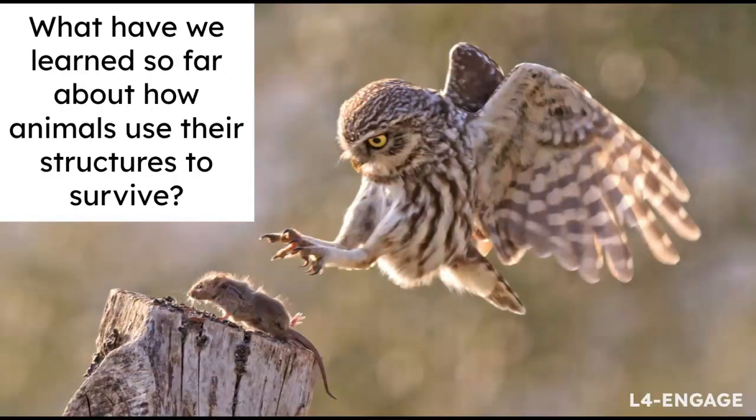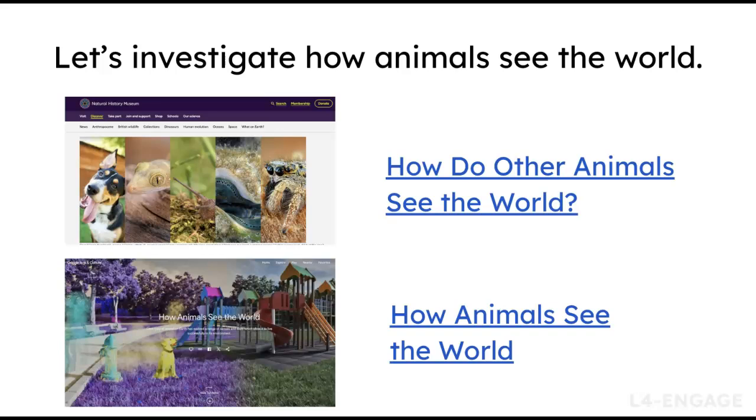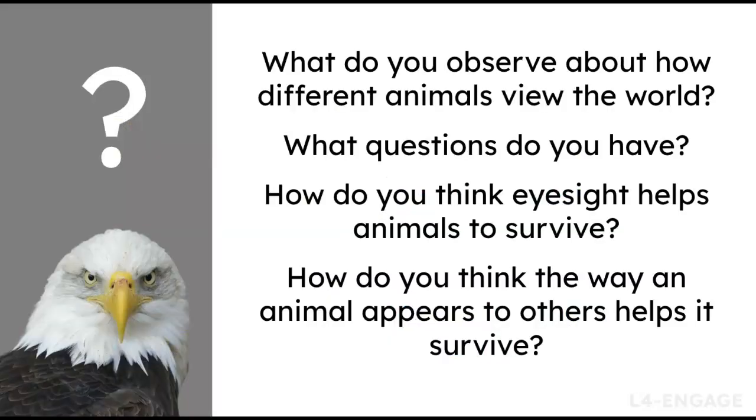To begin the Engage portion, you'll ask students what they have learned so far about how animals use their structures to survive. You'll then show students how different animals see the world by accessing 2 different resources. You'll ask students what they observed about how animals view the world and how eyesight helps them survive. You'll then revisit the driving question board to add any new questions and highlight others connected to the learning goals of this lesson by calling attention to questions about how and what animals see and how this might help animals survive.